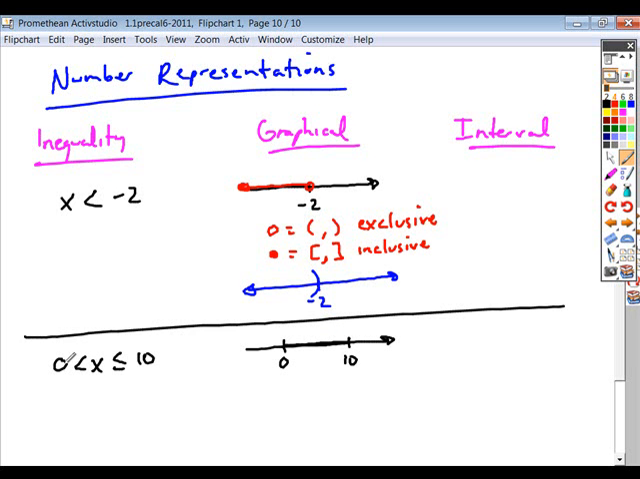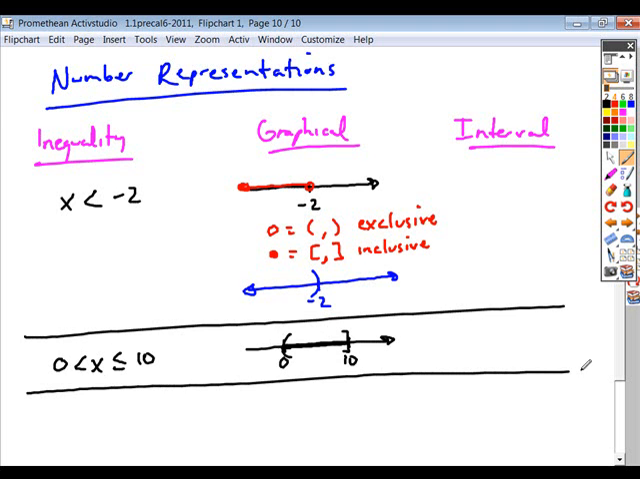So x is greater than 0. Is 0 going to be included in the set? No. So at 0 we'll have a parentheses, and the greater than 0 opens to the right. X is less than or equal to 10 though. So our other critical point at 10, is that going to have a bracket or parentheses? It's equal to, so it's going to have a bracket. And the x's are less than that, so less than is to the left. So that's going to open to the left. And so this represents the graphical notation for that interval.